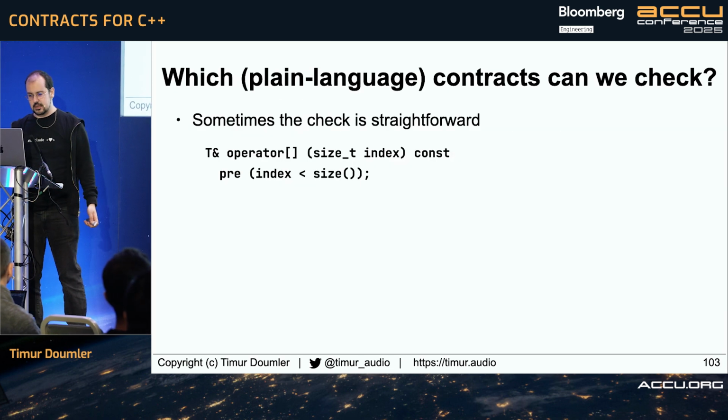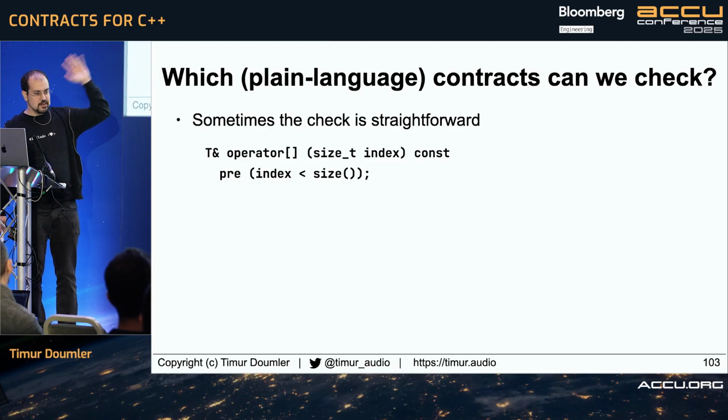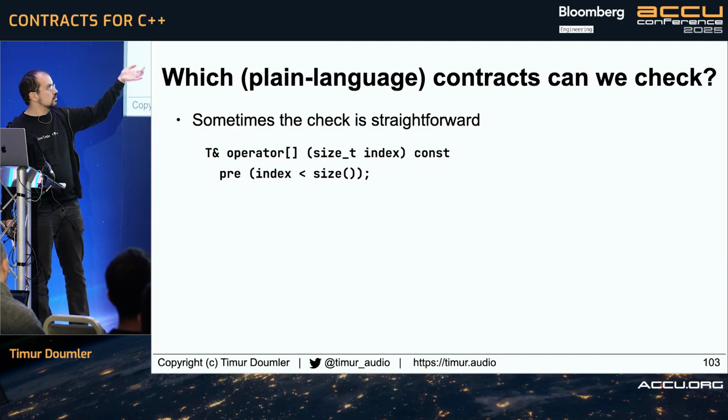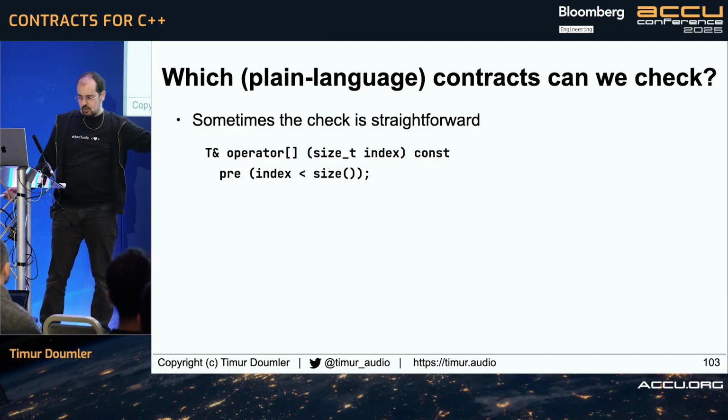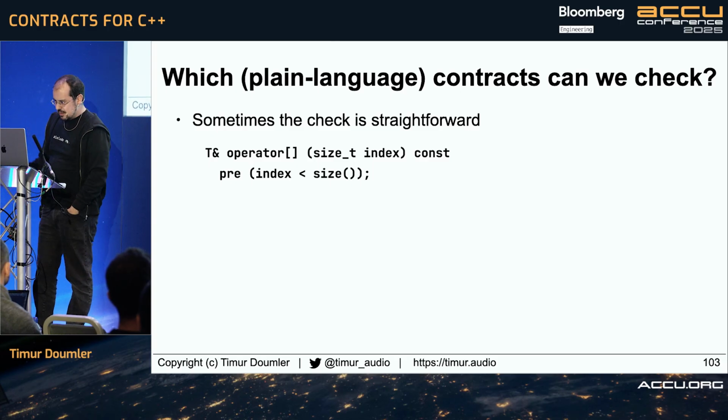Sometimes you can, right? So if you're talking about vector operator square bracket, it has a precondition that is very trivial to express as a precondition assertion, right? It's a Boolean check that you can write. You kind of know what the computer is going to do if you enable that check. Sometimes it's not that easy.